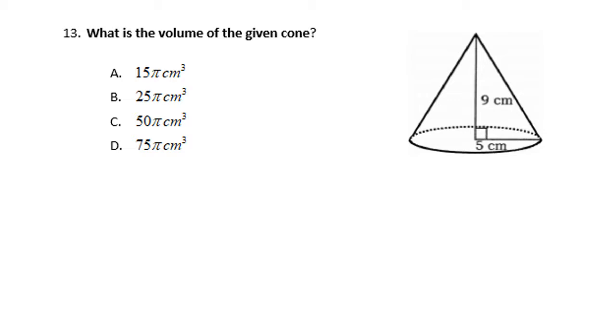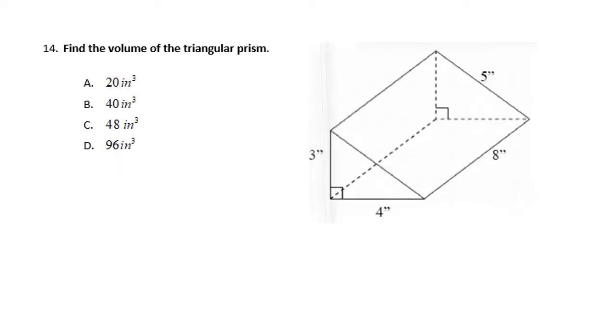What is the volume of the given cone? A, 15 pi centimeters cubed. B, 25 pi centimeters cubed. C, 50 pi centimeters cubed. D, 75 pi centimeters cubed. Find the volume of the triangular prism. A, 20 inches cubed. B, 40 inches cubed. C, 48 inches cubed. D, 96 inches cubed.